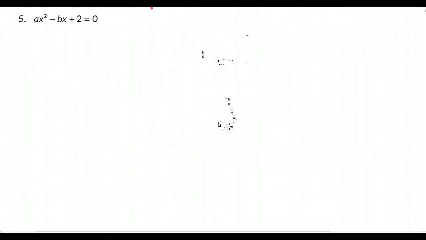Alright, last one. So here we're going to complete the square and derive the quadratic formula. So we did this on our quiz. I just want to do it one more time with you guys.